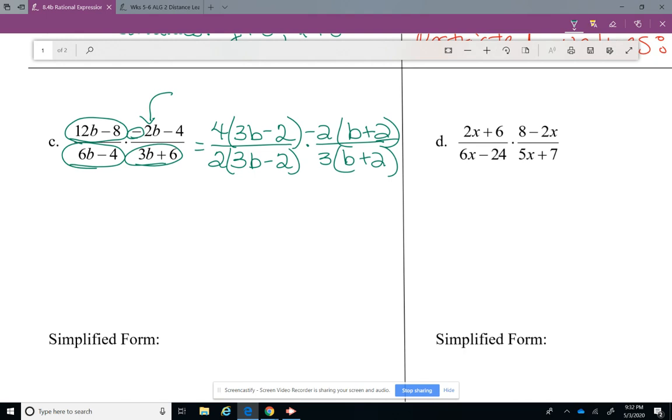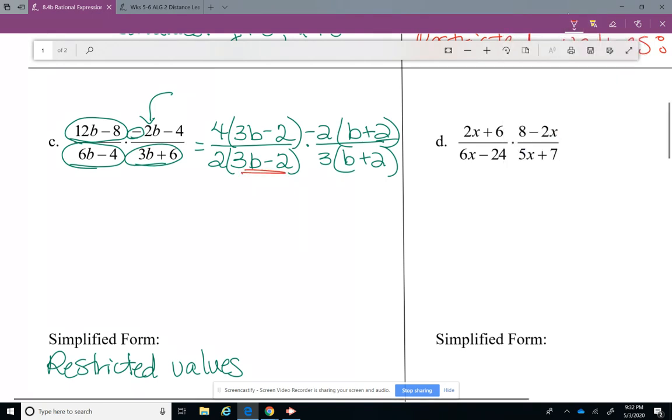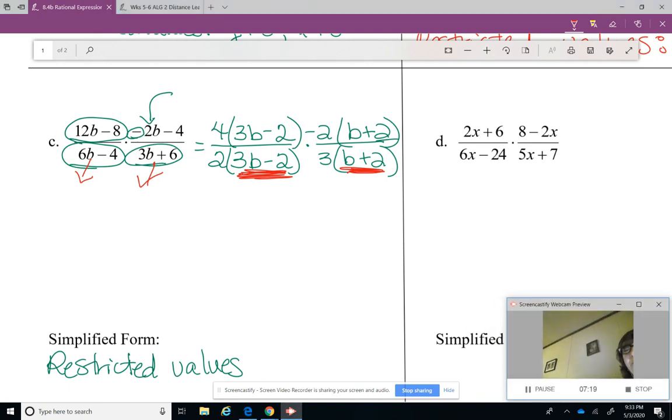Now is when you might want to go ahead and do your restricted values, because you haven't started canceling yet, and the easiest way to find your restricted values is after you factor. So you set this equal to 0 and you set this equal to 0 and figure out what your restricted values can or cannot be. If you wanted to do this one, set it equal to 0, you could. You're going to get the same answer. Or you can set this one equal to 0. I'm going to pause for a minute and let you do that.